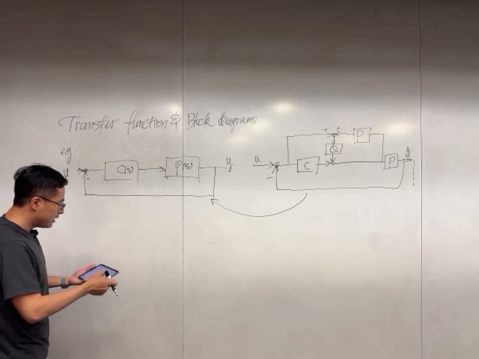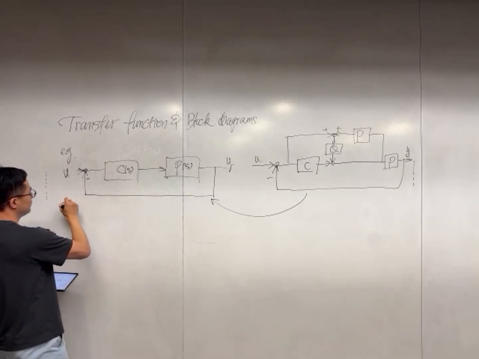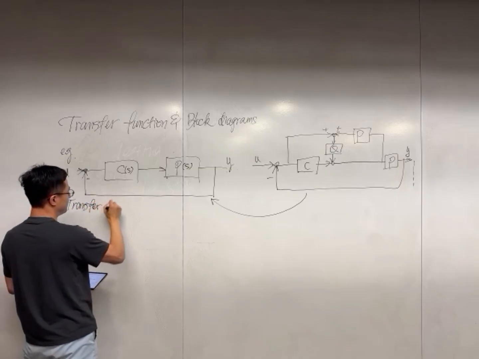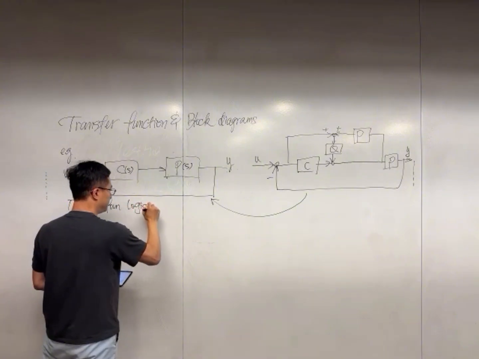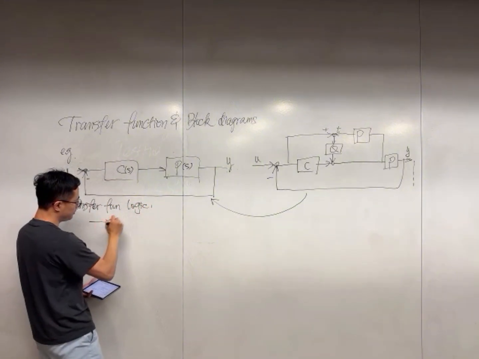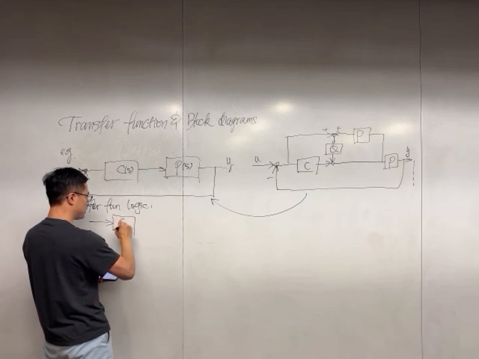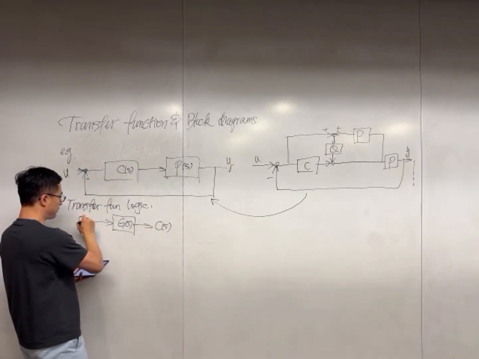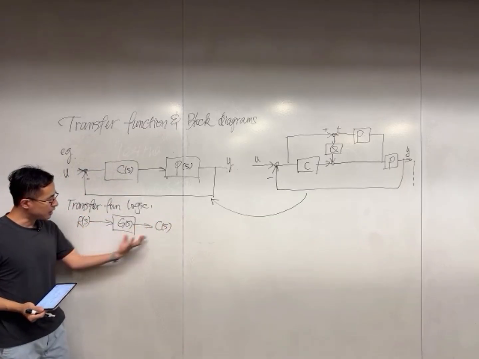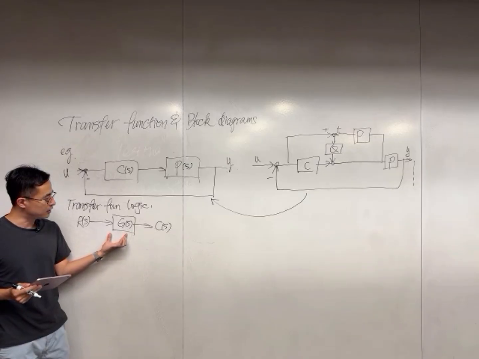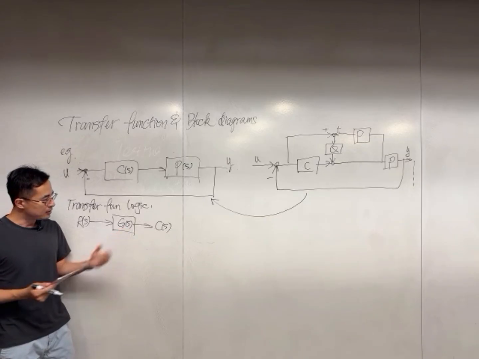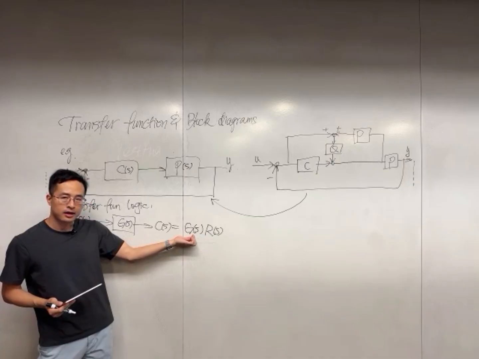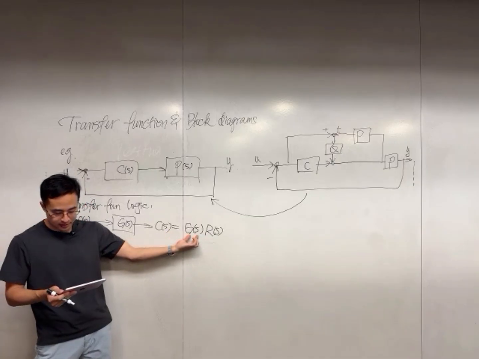So that's the setup. And let's start from the basics. So, transfer function logic. The simplest one is this. If we have an input-output passing through a transfer function in a block diagram, G, then the output is written this way. So the input kicks in and connects with the output by this transfer function G(s).